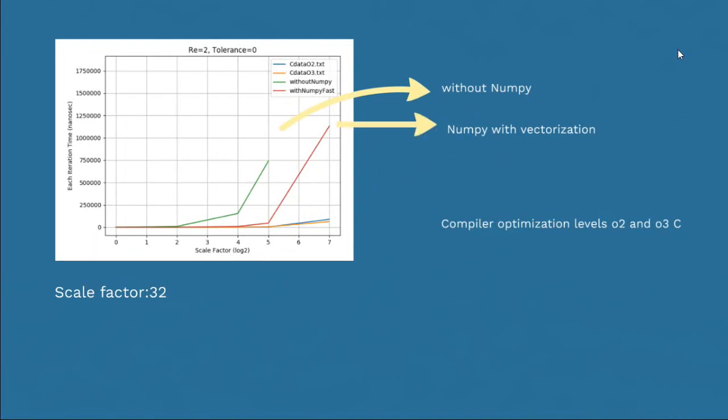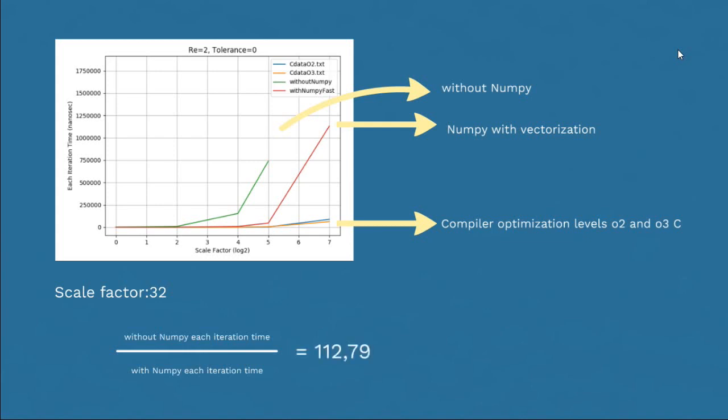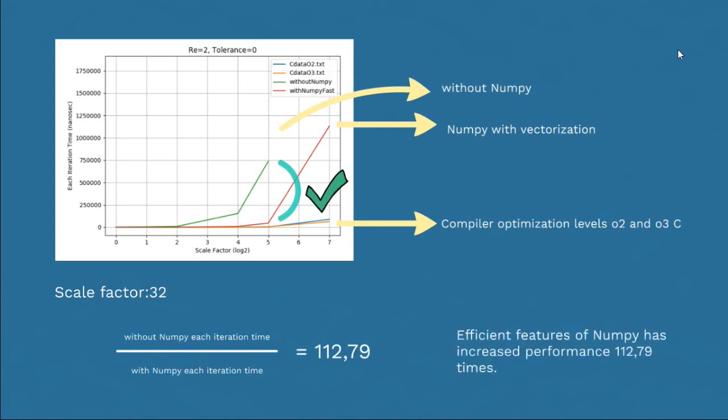We also compared C and Python execution speeds. The graph shows the data generated as a result of the C and Python programs. According to the data, the efficient features of NumPy have increased performance 112 times.